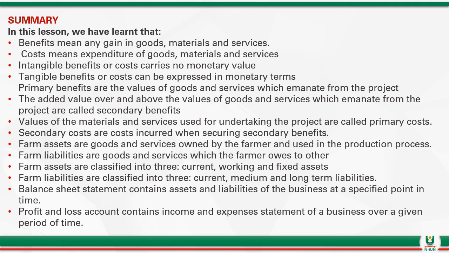Farm assets are goods and services owned by the farmer and used in production processes. Farm liabilities are goods and services which the farmer owes to others. Farm assets are classified into three: current, working, and fixed assets. Farm liabilities are classified also into three: current, medium, and long-term liabilities. A balance sheet statement contains assets and liabilities of the business at a specific point in time. Profit and loss accounts contain the income and expenses statement of a business over a given period of time.